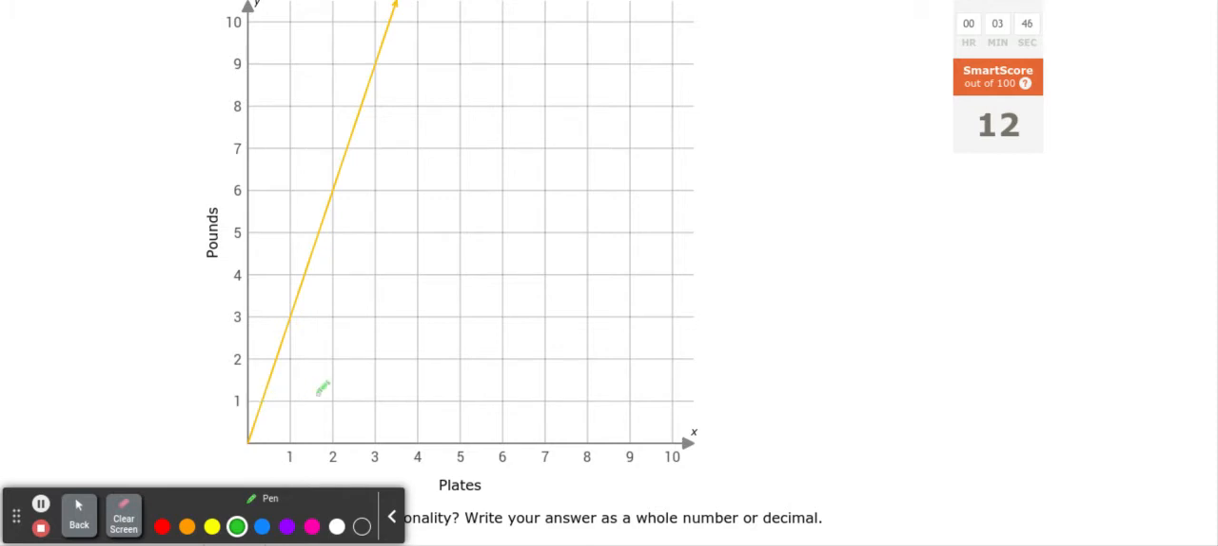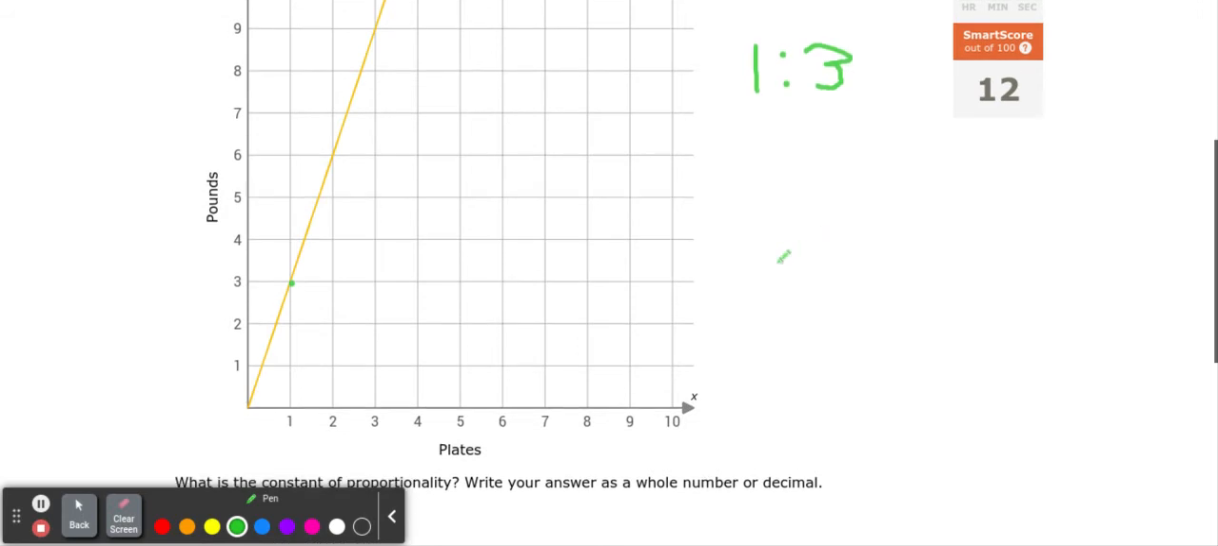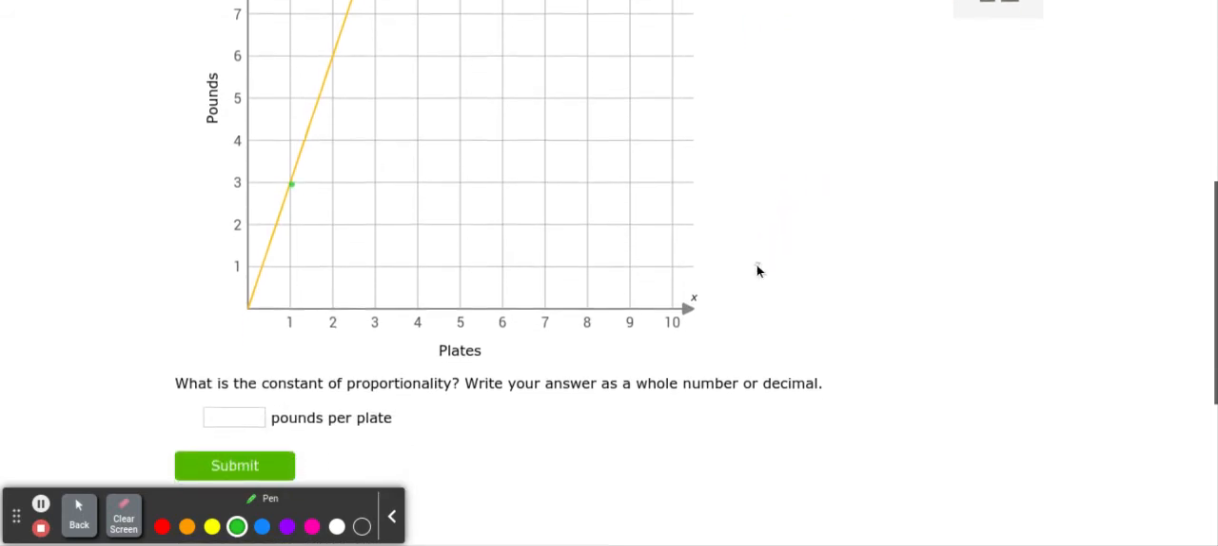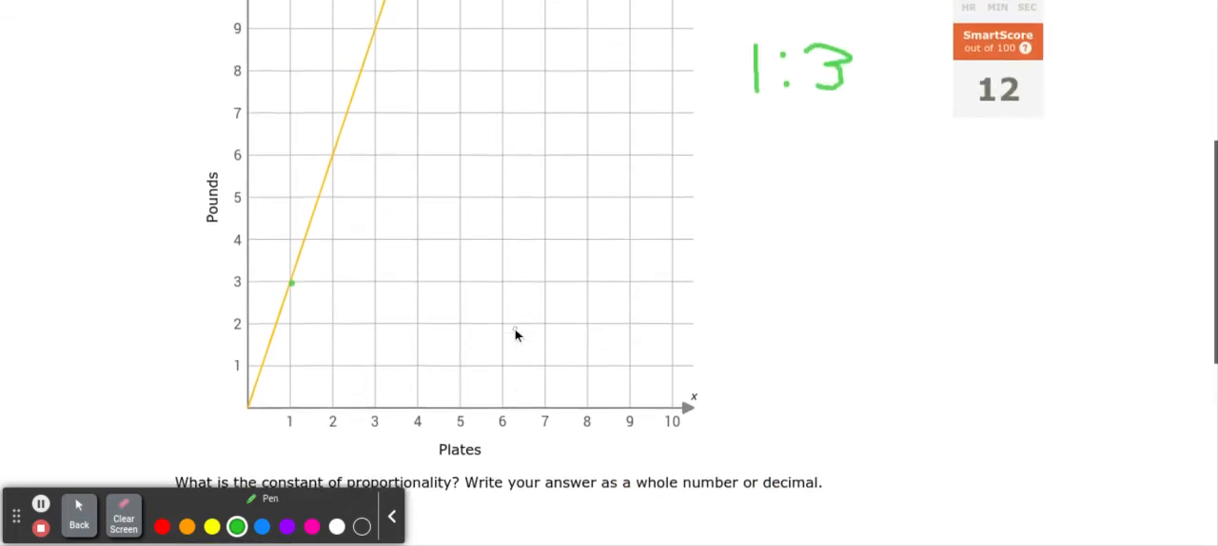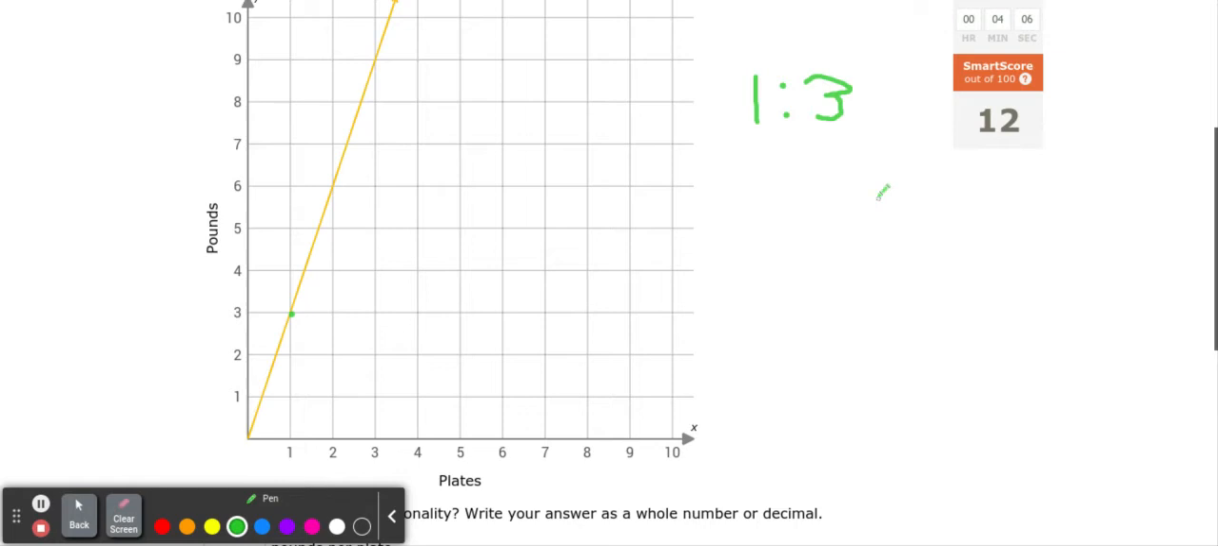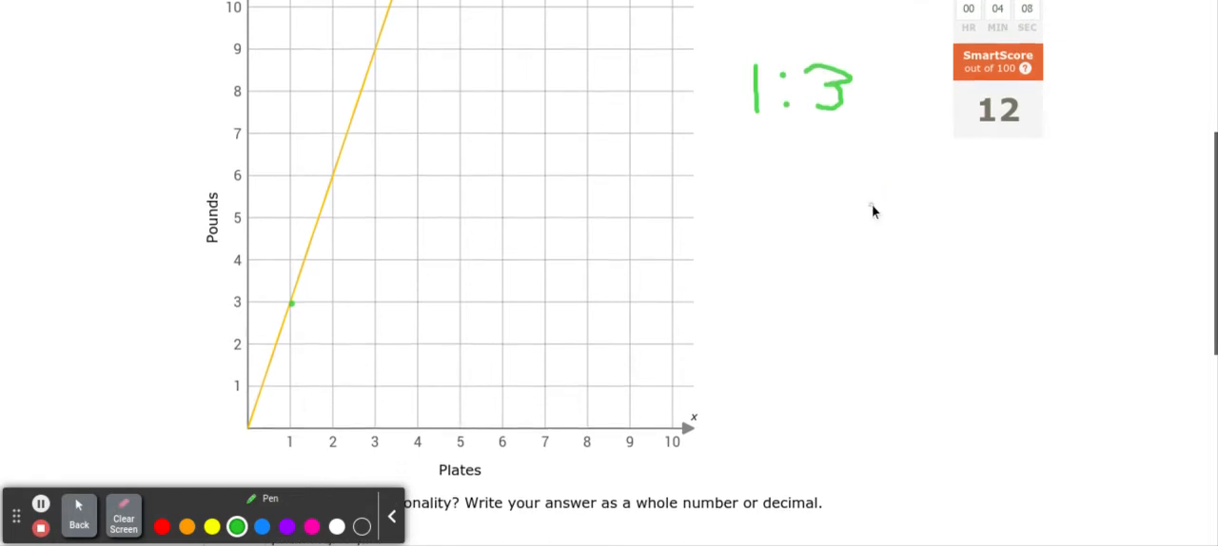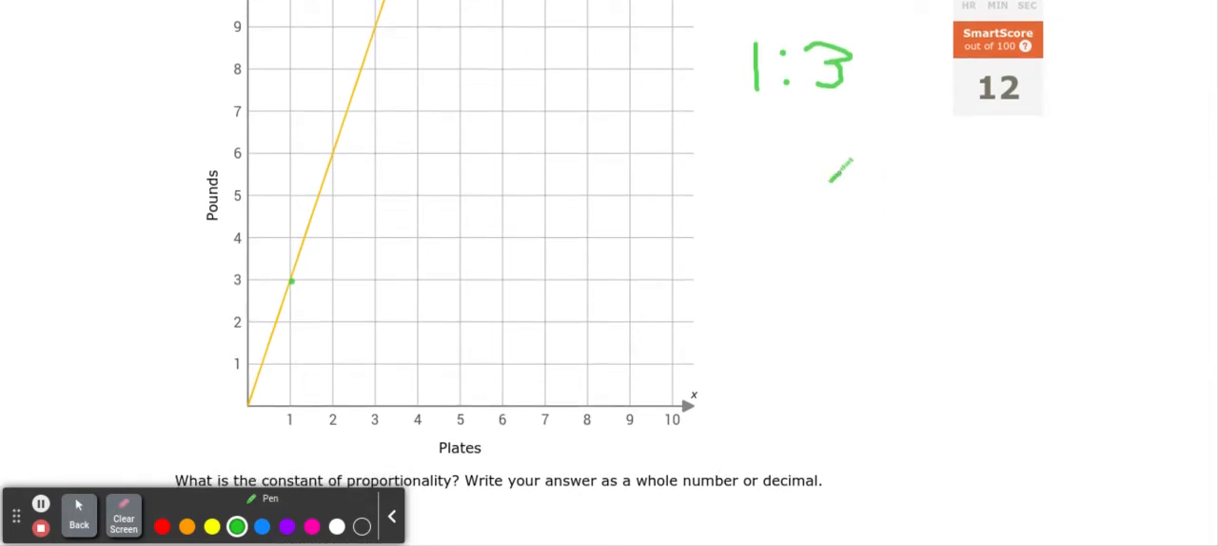Right here, it's not really there, so I would say it's around 1 to 3. And again, you don't have to write this as a ratio. I just like to put it that way so I can memorize it a little easier. Our question is, what is the constant of proportionality? Write your answer as a whole number or a decimal. In this case, the constant of proportionality would probably be 3 over 1.